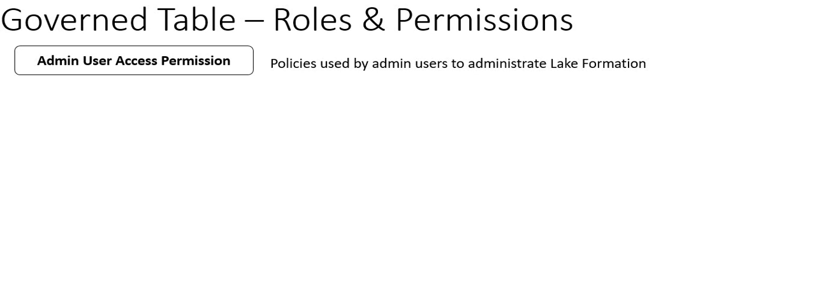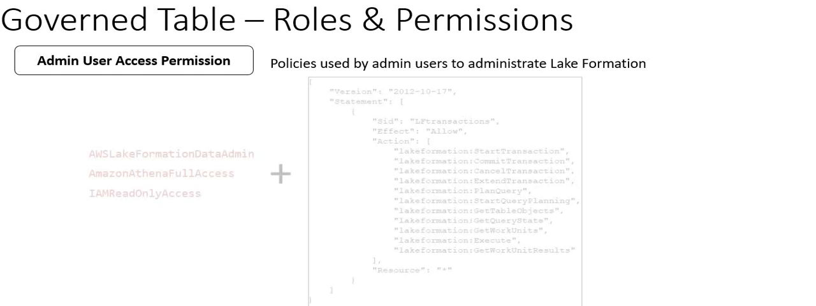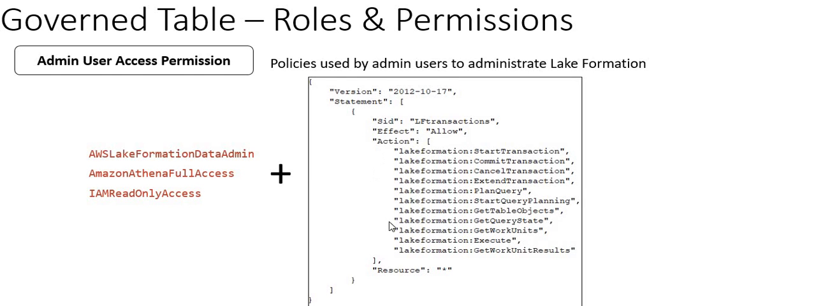And finally, from the admin point of view, the admin users who administrate Lake Formation should also have these transaction, object, and query related permissions. Plus, they should have IAM read-only access, Amazon Athena full access, and Lake Formation data admin. As long as the user has these permissions, the user can administrate Lake Formation, governed tables, and of course transaction related things. So it is very important that we understand these 4 different types of permissions that different roles might have in order to work with governed tables within Lake Formation.